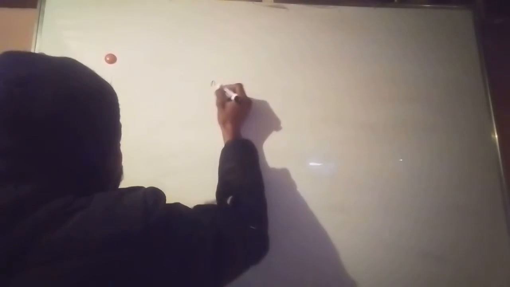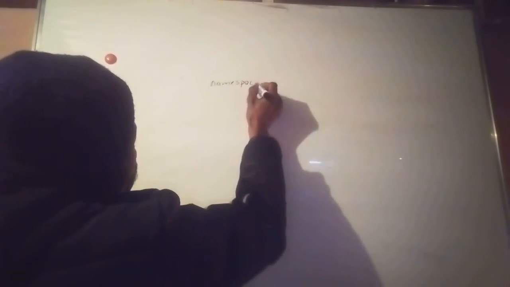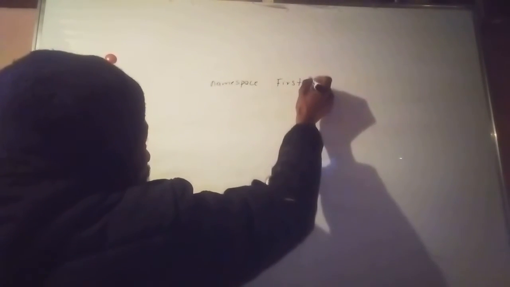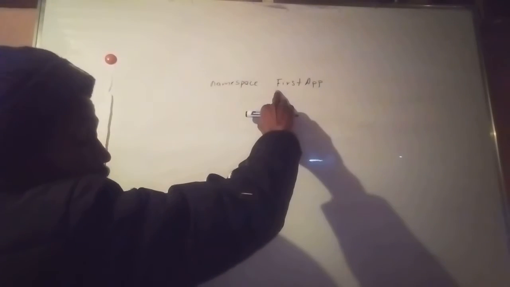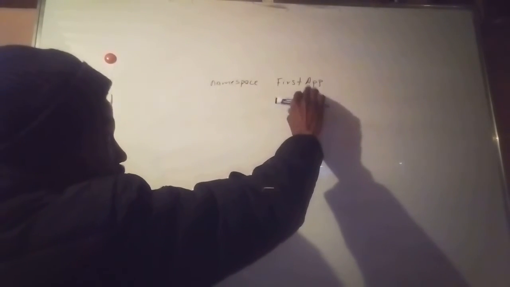We said the first thing to define when you're writing your application is the namespace. Let's term this FirstEver. This is the name of our application. So when we compile this application, we are going to have a physical file with the name FirstEver.